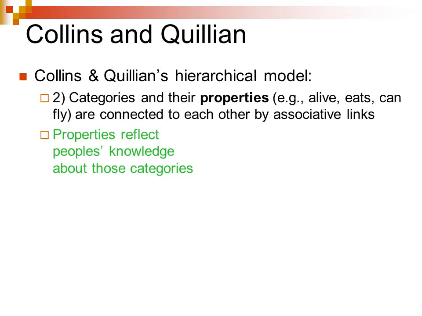The second key feature of their model is that categories and their properties are connected to each other by associative links. Again, this is a model of semantic memory, so the model represents or explains how we store our knowledge about the world.